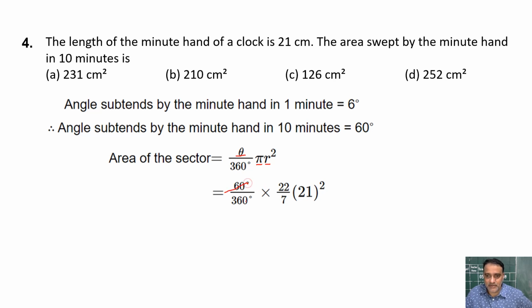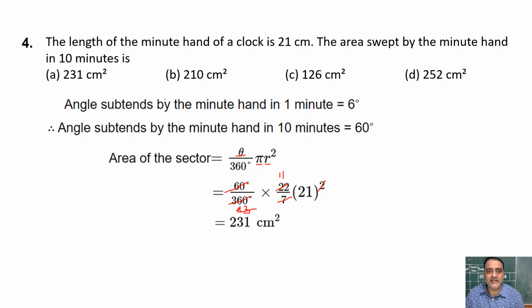So ये cancel हो रहा है देखो 6, right? And this also we can cancel 11 and 3 and 3 into 7 is 21. तो एक 21 हम लोग cancel कर सकते हैं. So only we will get 11 into 21. That is 231 centimeter square.